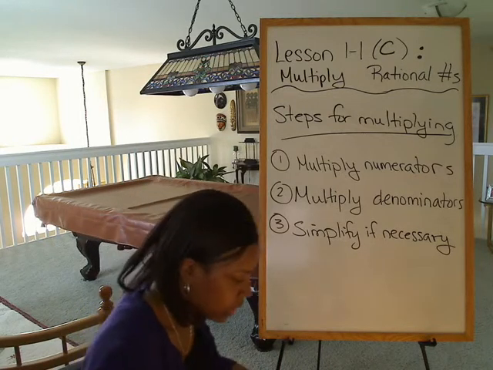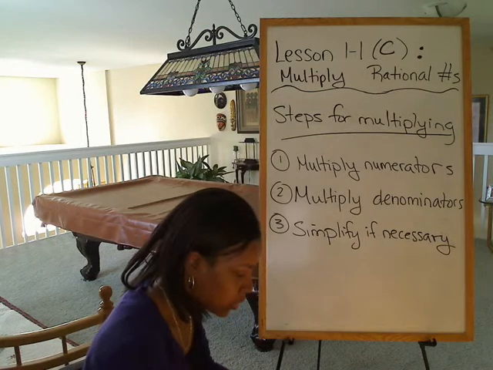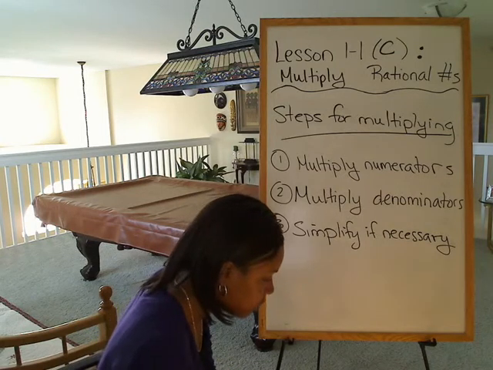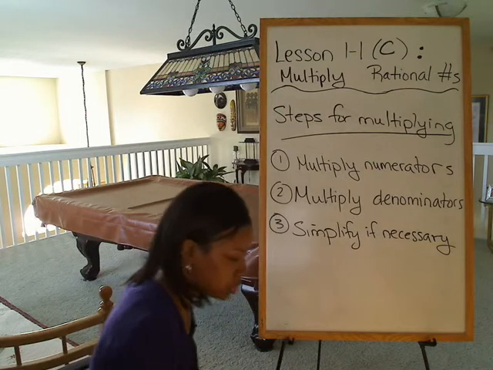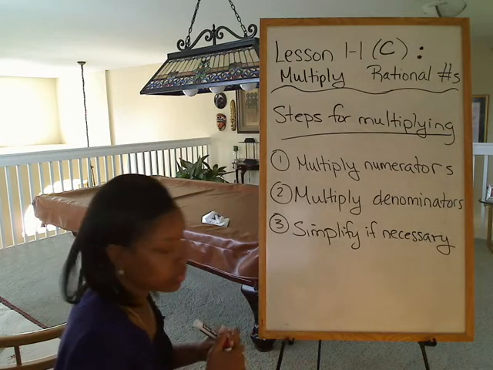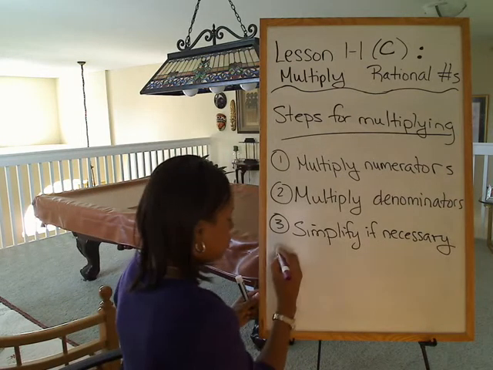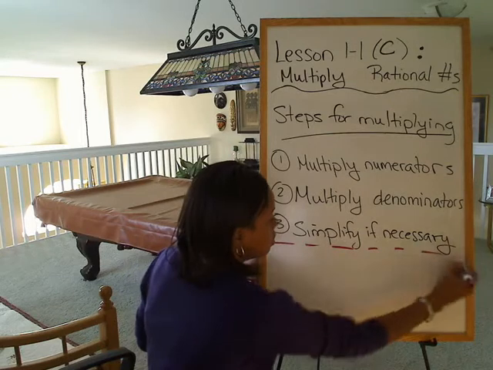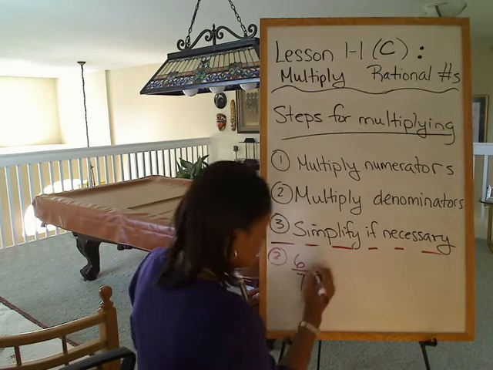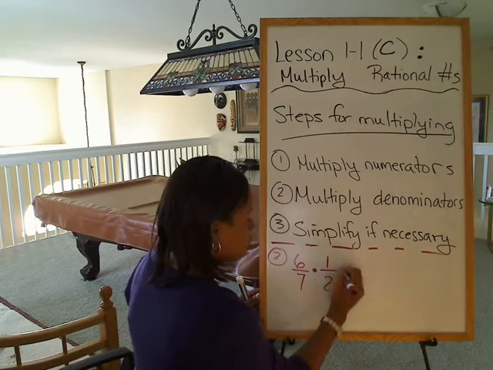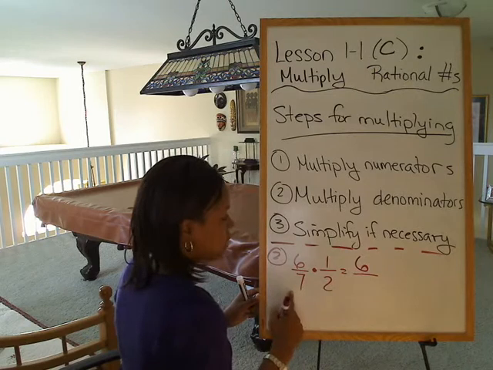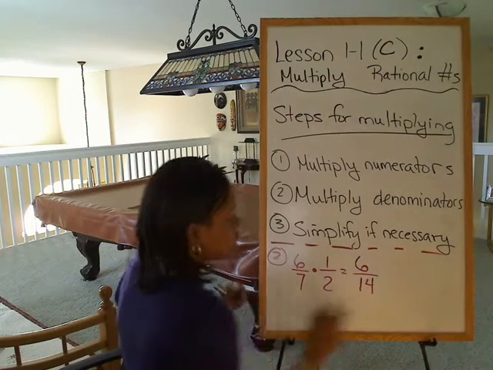I'm going to start off by doing an example from your homework practice 1-1C. I'm going to start off by doing number 2, and I actually have space, I think, at the bottom, so go ahead and do number 2. It says 6/7 times 1/2. Again, multiply the numerators. 6 times 1 is 6. Multiply the denominators. 7 times 2 is 14.